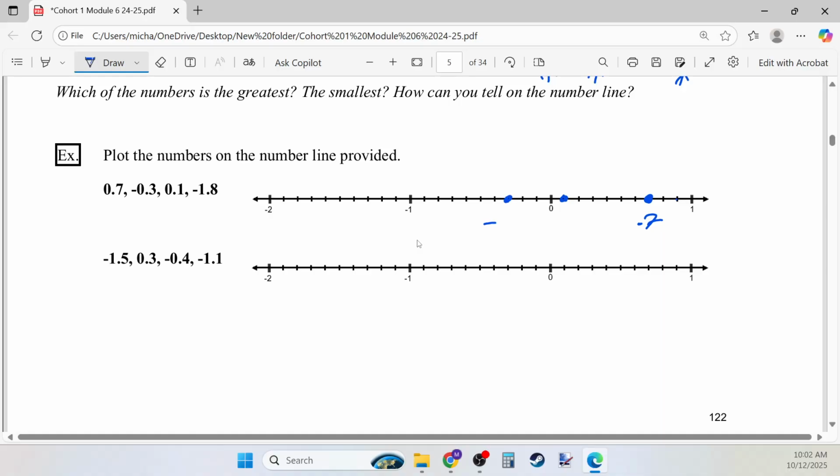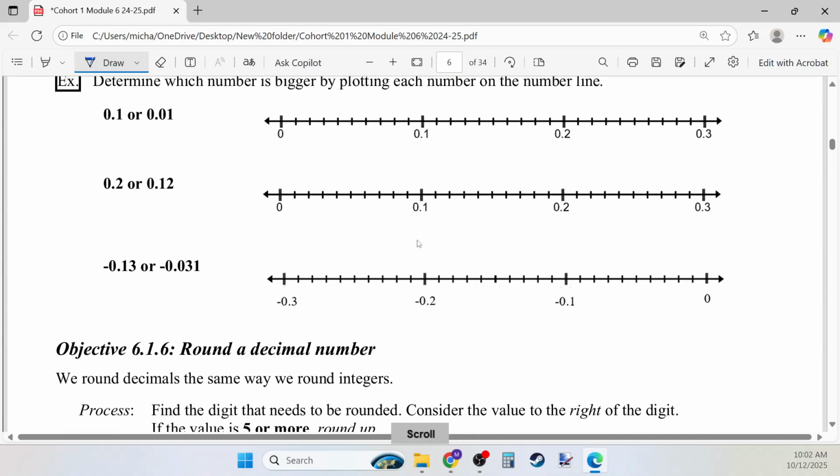0.3 goes over here. 0.1 goes here. And negative 1.8 goes... negative 1, 2, 3, 4, negative 1, negative 1.1, 1.2, 1.3, 1.4, 1.5, 1.6, 1.7, 1. There we go. Labeled them all on that one. You can do this one by yourself. Let's continue.